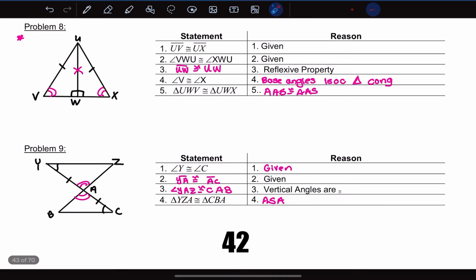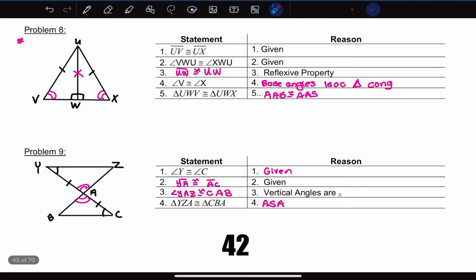And then finally, problem 9. Again, you see the crisscross, you know vertical angles are coming. So we're given a pair of congruent angles, we're given a pair of congruent sides, and we use those vertical angles to state that the triangles are congruent by angle, side, angle.